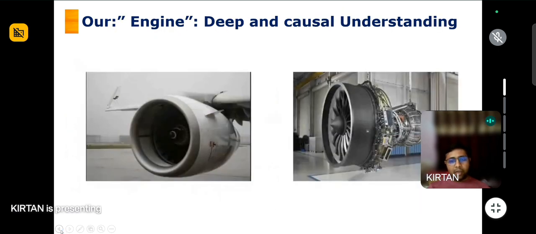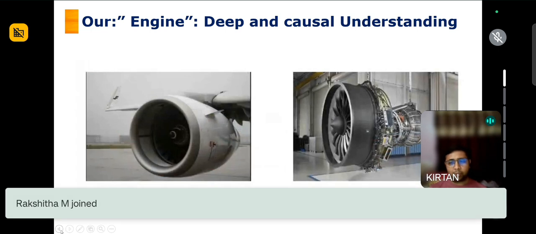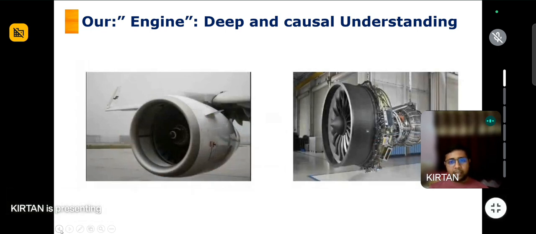So what is the role of bioinformatics? Basically, if you see two engines, both are engines, but one is workable and the other is not. We can say it is a kind of segmentation. But if we want to analyze how an engine malfunctions, how a particular system malfunctions, we need to understand each and every aspect of that machine.